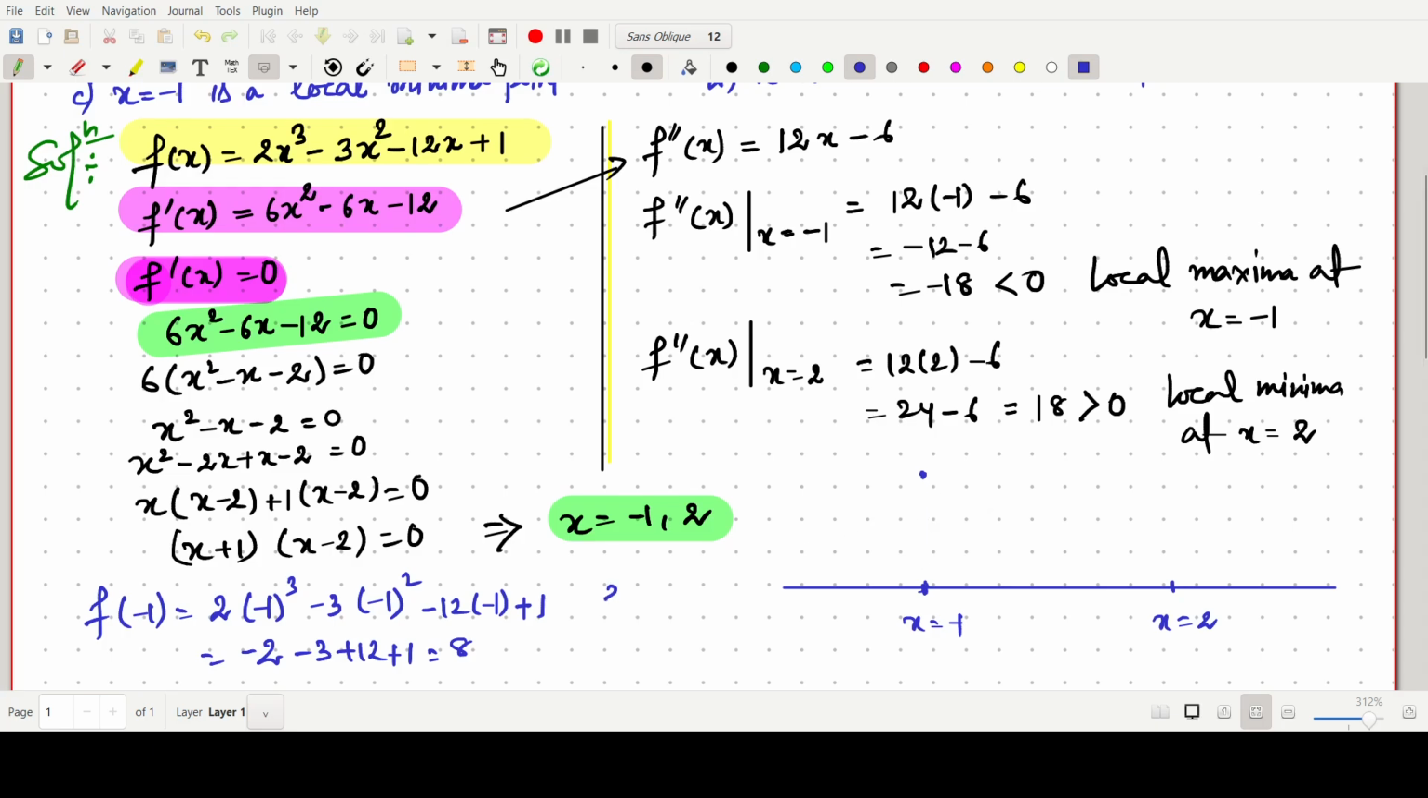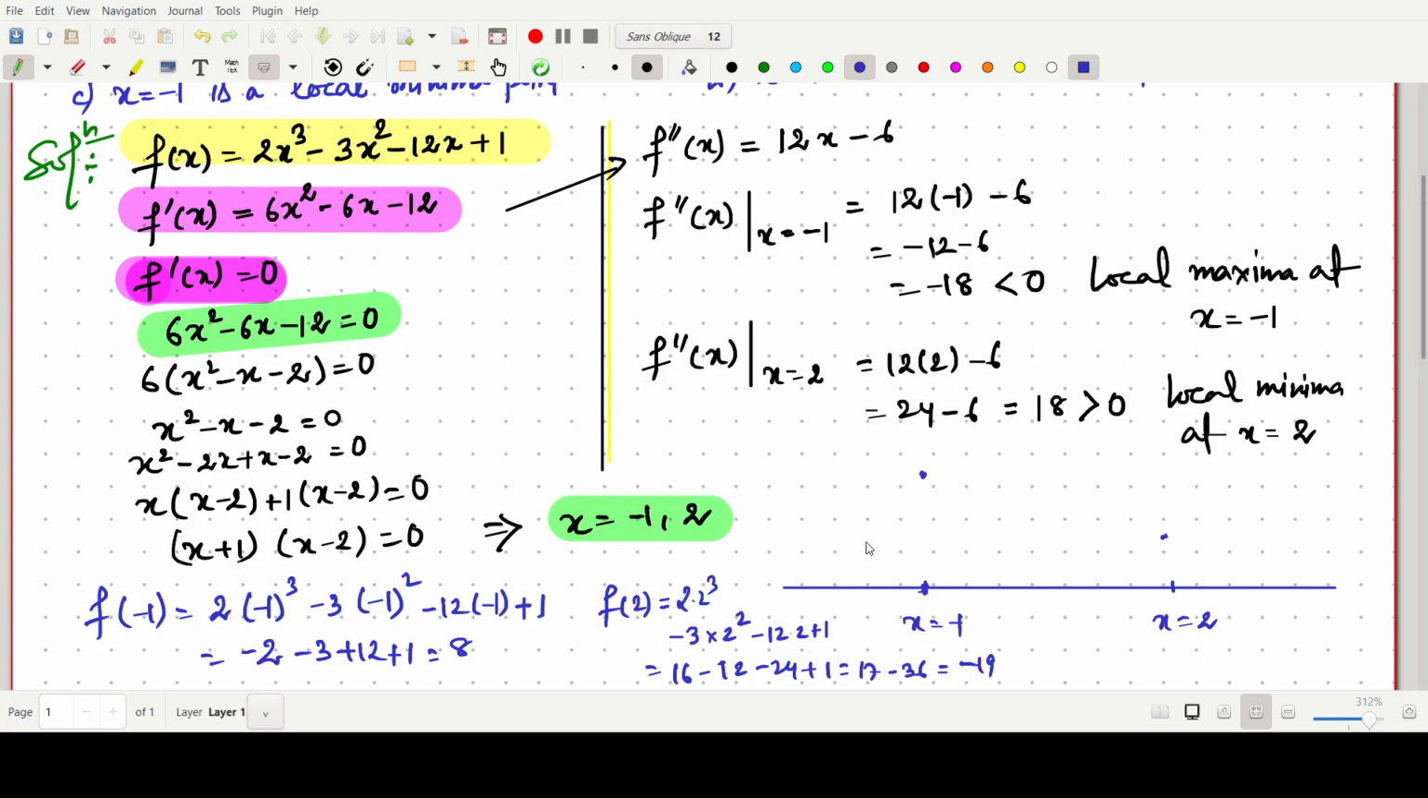Okay, and if we find f of 2, it means 2 into 2 to power 3 minus 3 into 2 square minus 12 into 2 plus 1, which means 16 minus 12 minus 24 plus 1. So 16 plus 1, 17, minus 36. Then how much? It should be minus 19. So this point has some minimum point.